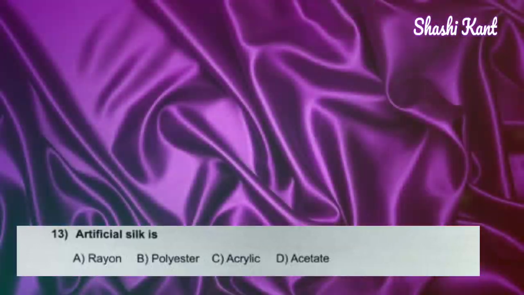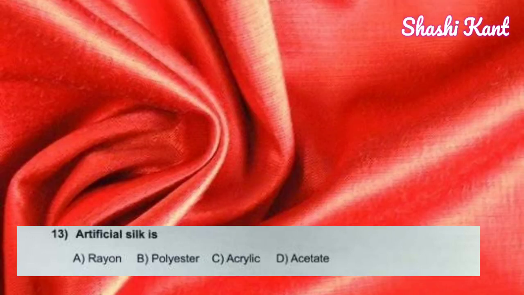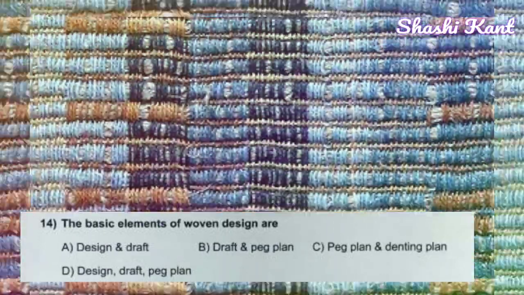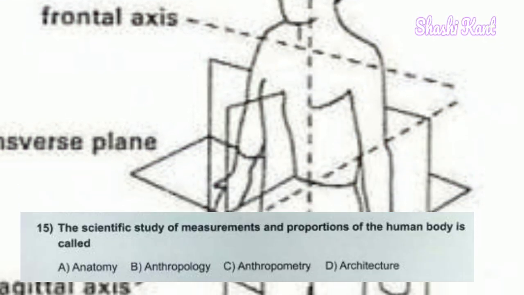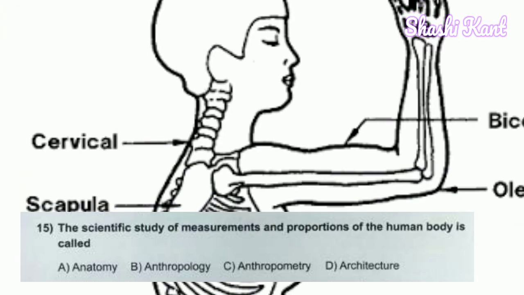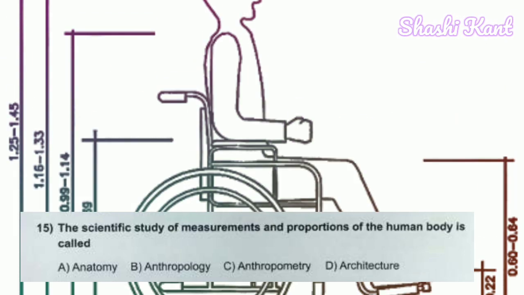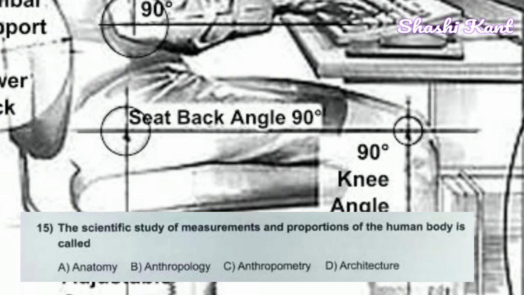Question number 13. Artificial silk is A. Rayon, B. Polyester, C. Acrylic, D. Acetate. And the correct answer is A. Rayon. Question number 14. The basic elements of woven design are A. Design and draft, B. Draft and peg plan, C. Peg plan and denting plan, D. Design, draft, peg plan. And the correct answer is D. Design, draft, peg plan. Question number 15. The scientific study of measurements of proportions of the human body is called A. Anatomy, B. Anthropology, C. Anthropometry, D. Architecture. And the correct answer is C.